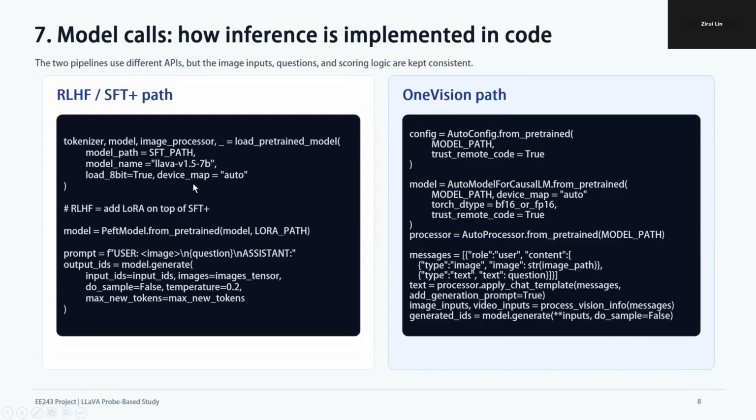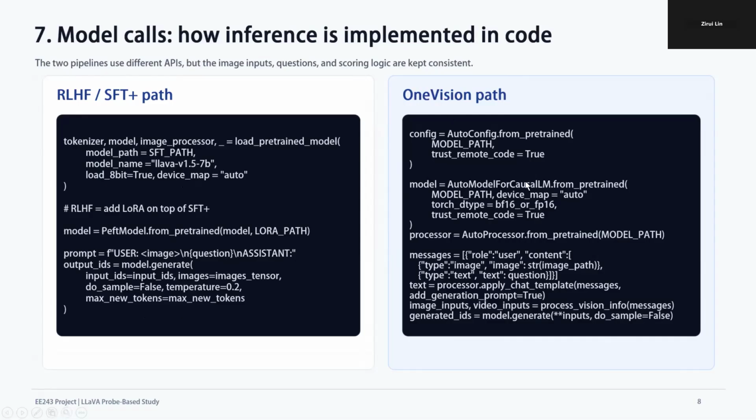For RLHF, the LoRA adapter is added using PeftModel.from_pretrained. The prompt is then built as user, image token, question, and assistant. The model generates with do_sample set to false, temperature 0.2, and a selected max_new_tokens.